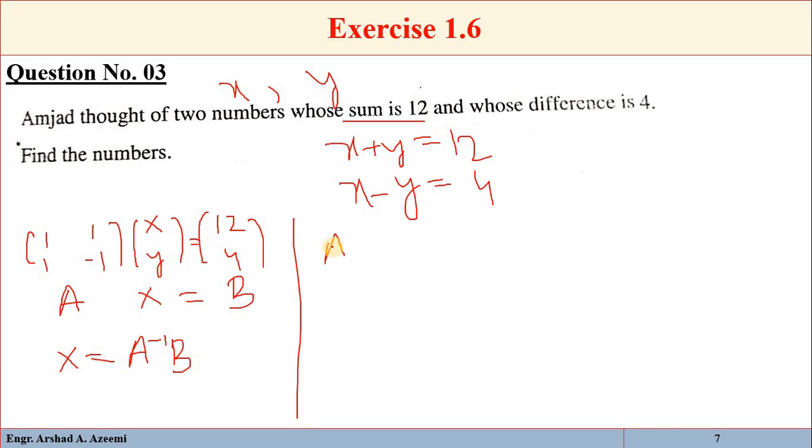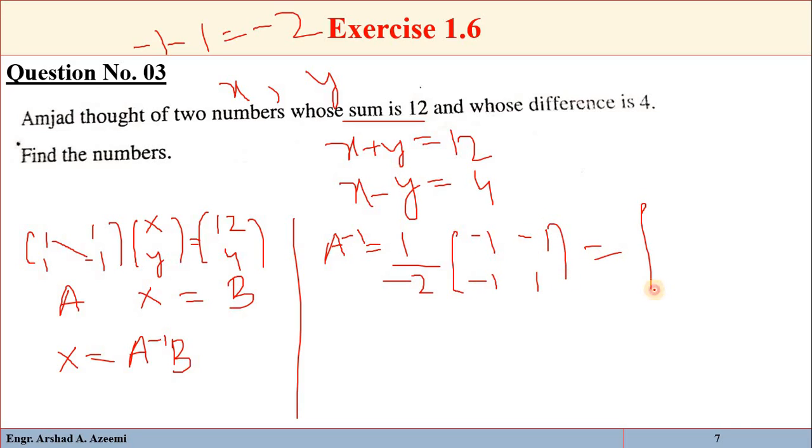So first find A inverse, which is equal to 1 over determinant of A. The determinant of A is 1 multiplied by minus 1, that is minus 1, minus 1 multiplied by 1, so that is minus 2. Minus 1 over 2 multiplied by the adjoint: interchange these two, and change the sign of the other two. Now simplify it, so it will be 1 by 2, 1 by 2, 1 by 2, and minus 1 by 2. That is the inverse.